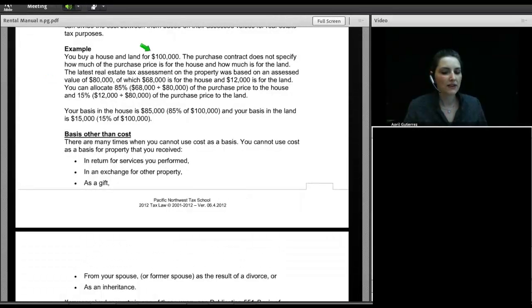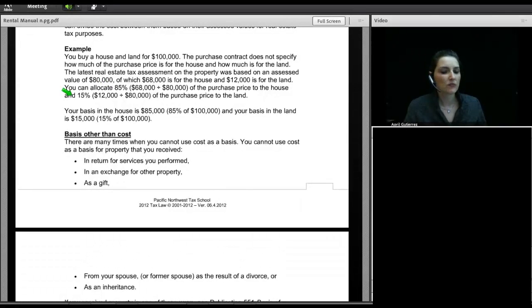So you've paid $100,000 for the house. That is really the fair market value of the house between a willing buyer and a willing seller. But for whatever reason, the county is assessing it at only $80,000. And the county is saying that of that $80,000, $12,000 is for the land and $68,000 is for the house. So in essence, the county is saying that 85% of the value of the property is for the house or the improvement on it, and 15% is for the land on which it stands.